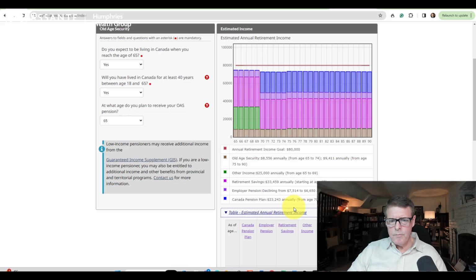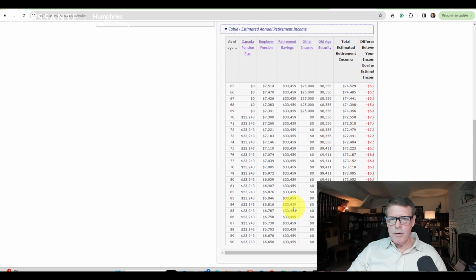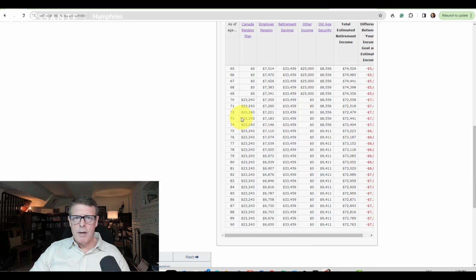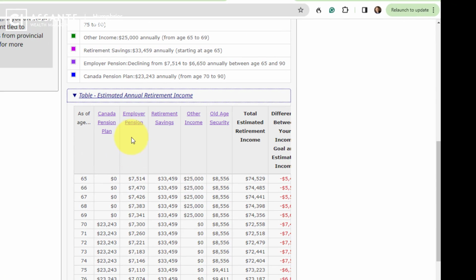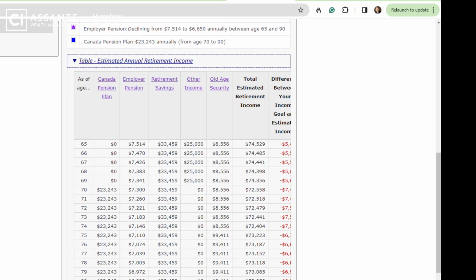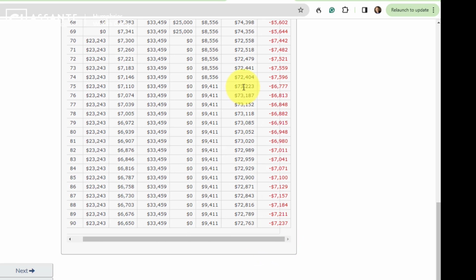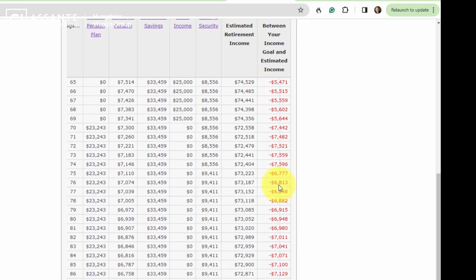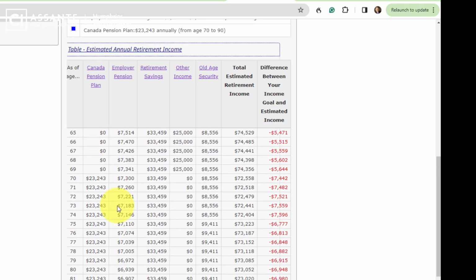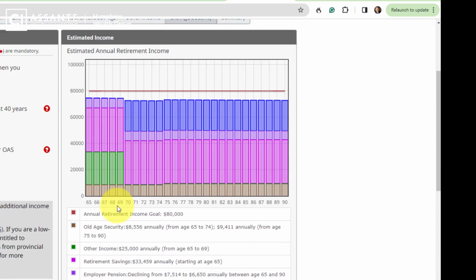Now, let's leave this, and I'm just going to look at the summary report. So it gives you a little summary report here. You've got each year's sources of income, Canada Pension Plan, employer-sponsored income. We've got retirement savings income. We've got other income from employment, old age security, and then the total estimated income from all sources. So there's a shortfall. It's not a huge shortfall in terms of cash flows, roughly between $5,000 to $7,000 per year in shortfall. So it's a great summary of these numbers.